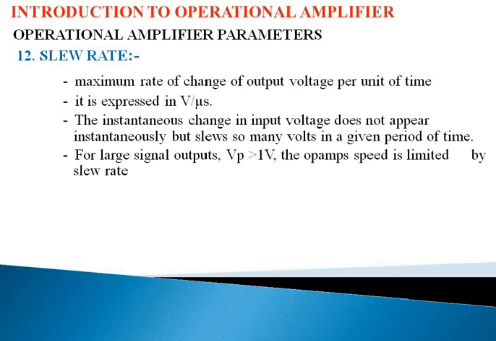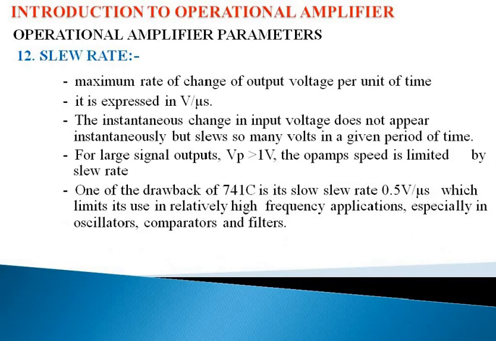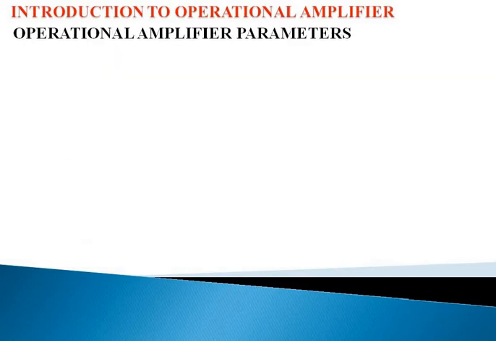For larger signal inputs, Vp greater than 1 volt, the op-amp speed is limited by slew rate. One of the drawbacks of 741C is its slow slew rate, that is 0.5 volt per microsecond, which limits its use in relatively high frequency applications, especially in oscillators, comparators and filters. But for LM380, we can see here the slew rate is 70 volt per microsecond.